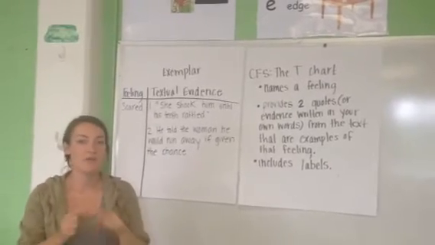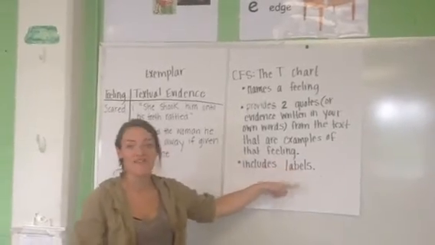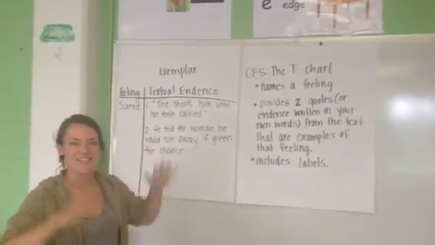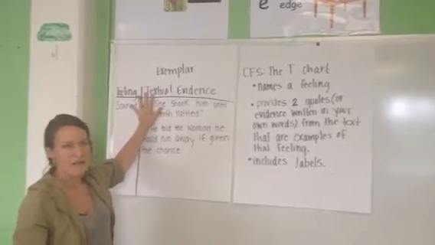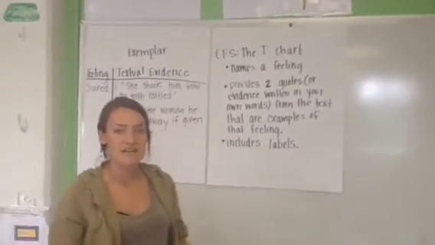If they provide irrelevant evidence that doesn't actually prove the feeling, that's going to show me that I actually need to work with them on a more granular level of picking out evidence. And if they don't include labels, then that's like a quick fix. That's a quick mini lesson. I just need to teach the kids how to organize their thinking. And all of that's going to give me great feedback about how to reteach or intervene if I need to.